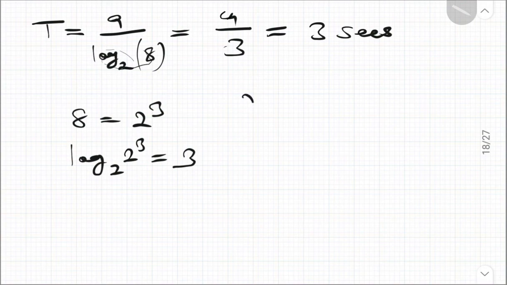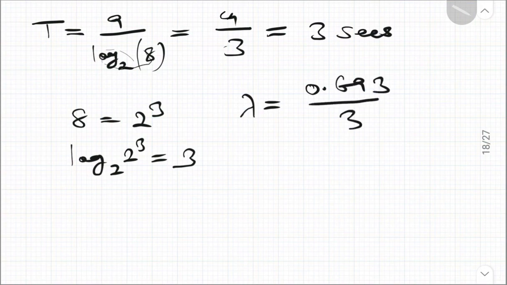So the decay constant is going to be 0.693 over capital T, which is 3, and this is going to equal 0.231. I've run out of time.